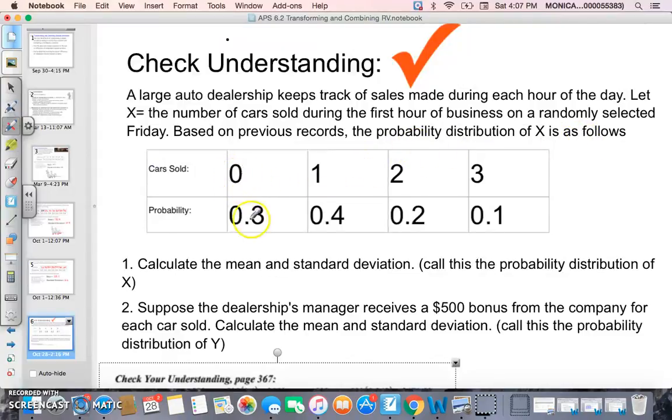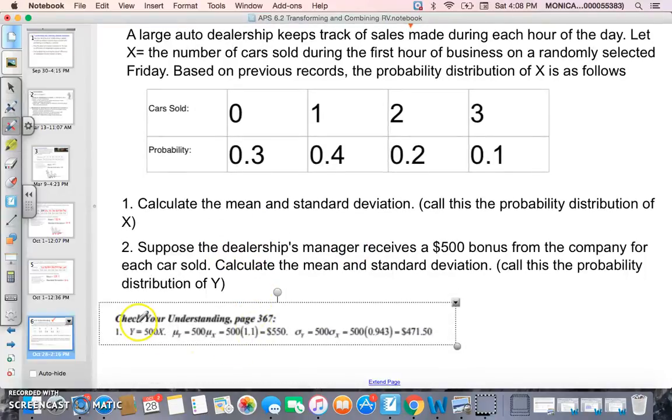So if you don't sell any cars, it's about a 30% chance on the first hour of business on a Friday. So you're going to first calculate the mean and standard deviation, and then you're going to see what the manager's bonus is if they receive a $500 bonus for each car sold. And then you can calculate the mean and standard deviation. So pause the video and please try this problem.